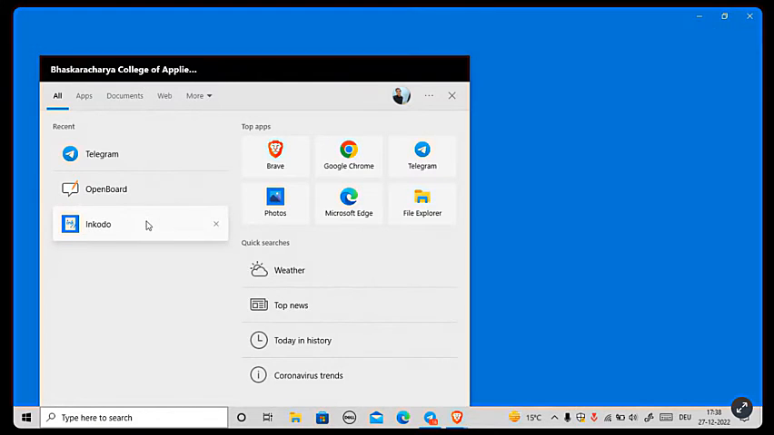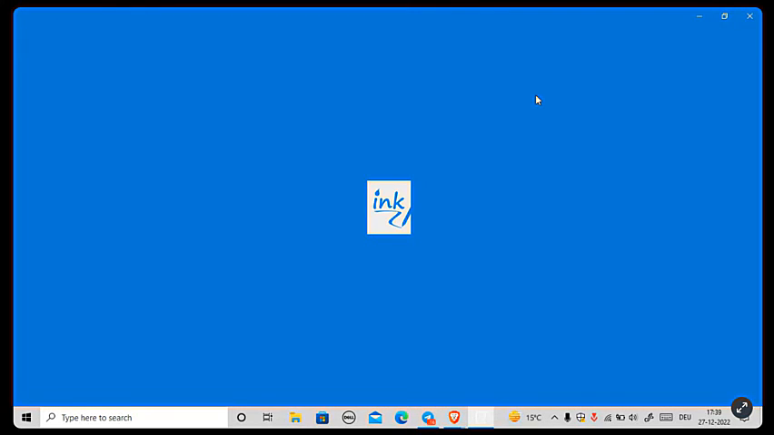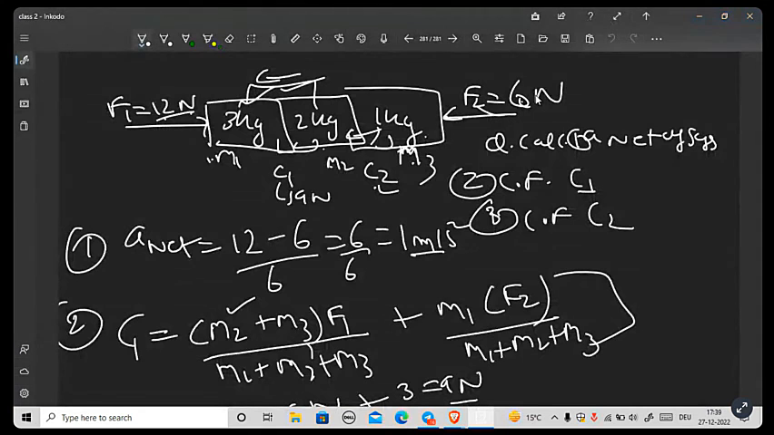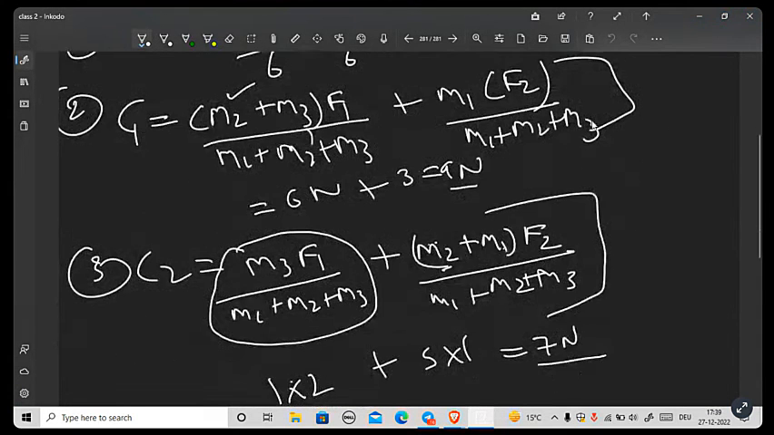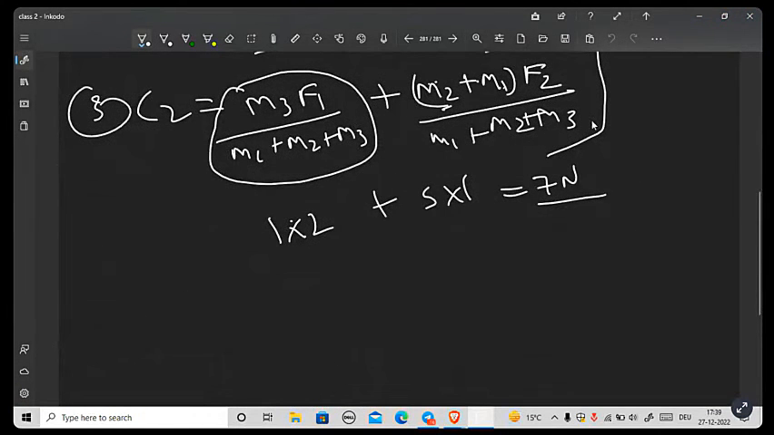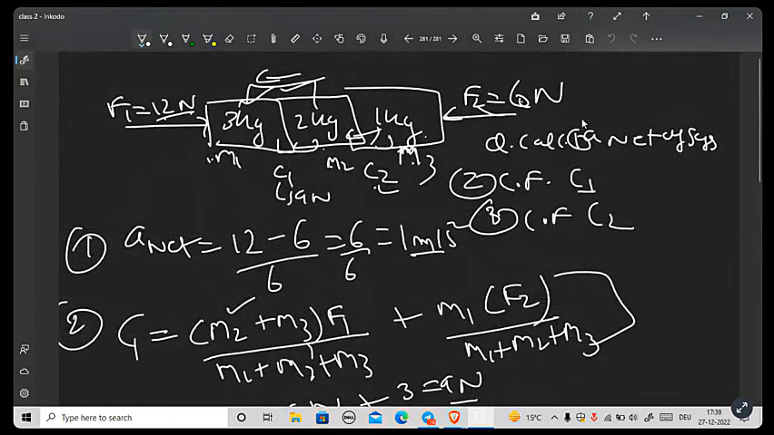Yesterday we stopped at contact force between two blocks. And I was asking you, do you have any doubt in this question? Remember we did this question where we took three blocks. One was of 3 kg, 2 kg, and the last one was of 1 kg. And then we calculated the net acceleration as well as the contact force between them.